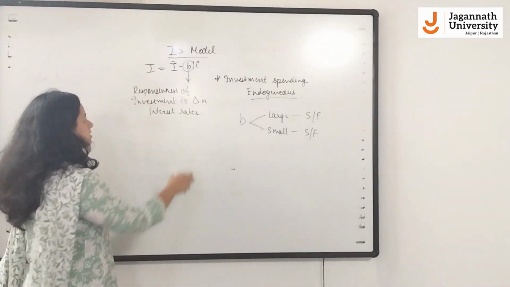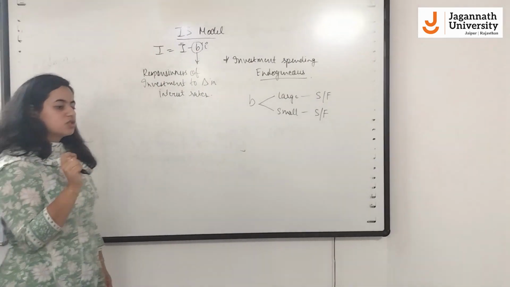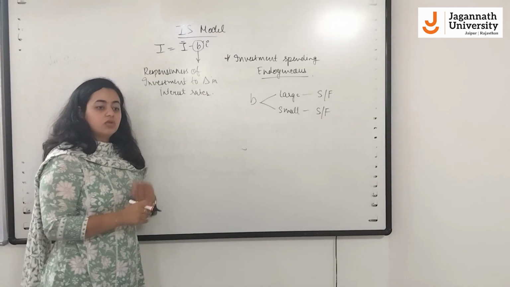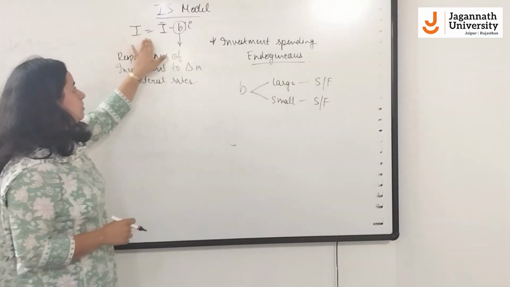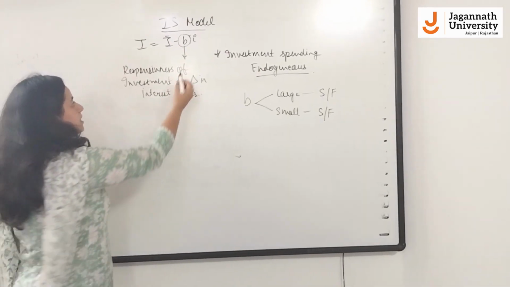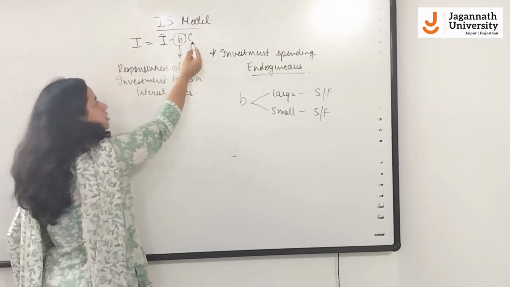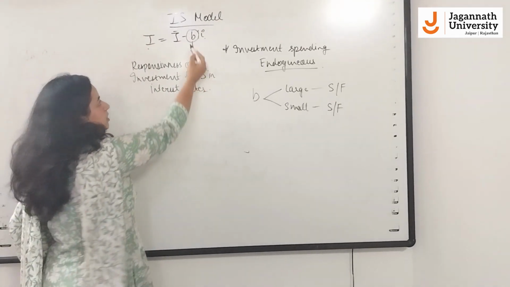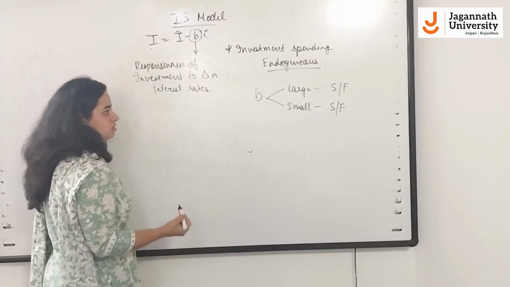Let's first discuss the IS model. Now we know that investment is not a fixed function. It is not only autonomous. It is a functional form. So investment becomes I bar minus b i. Here, what does b represent? It represents the responsiveness of investment to the change in interest rate.